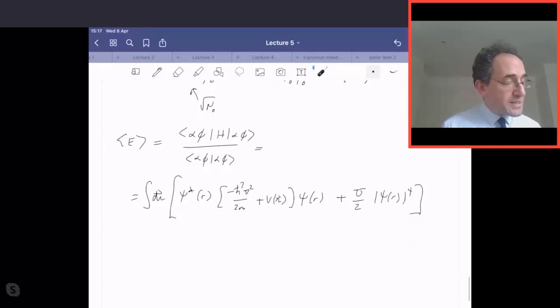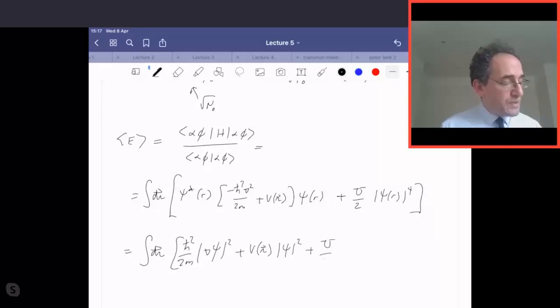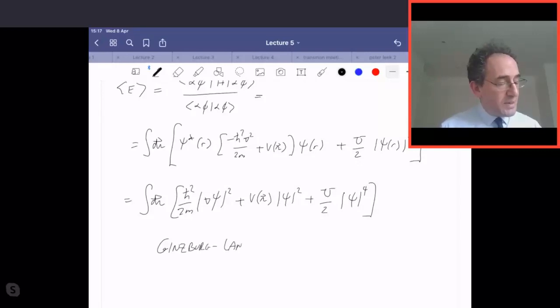Now this is still slightly inconvenient, to have a del squared sitting here, so let's integrate it by parts and rewrite it in the following form. So this is ħ²/2m |∇ψ|² plus V(r)|ψ|² plus U/2 |ψ|⁴. And this is known as the Ginzburg-Landau or Gross-Pitaevskii form.